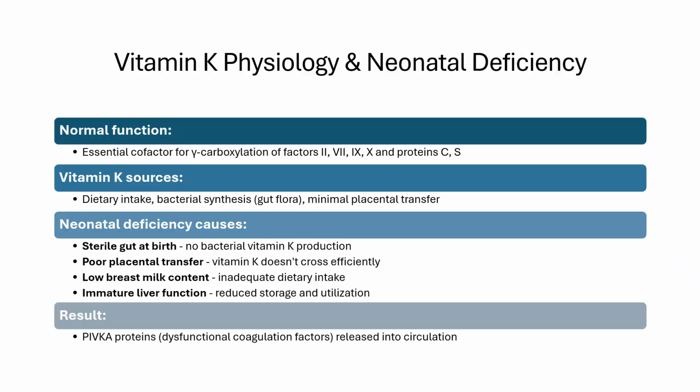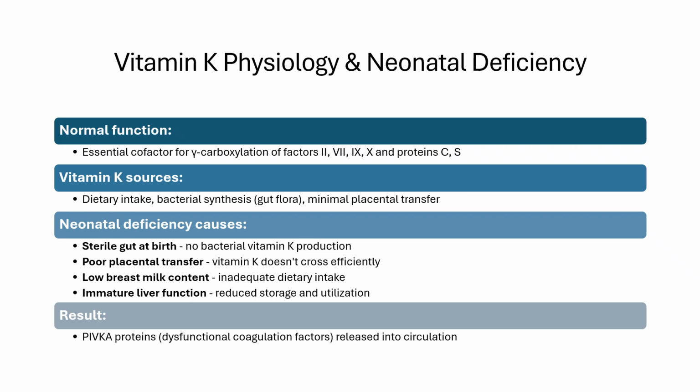Third, whatever minimal stores babies receive deplete within hours to days. Fourth, breast milk contains extremely low levels, insufficient for newborn needs. Finally, their immature hepatic system cannot store vitamin K effectively. These deficiencies manifest as vitamin K deficiency bleeding, presenting anywhere from day 1 through 6 months of life.